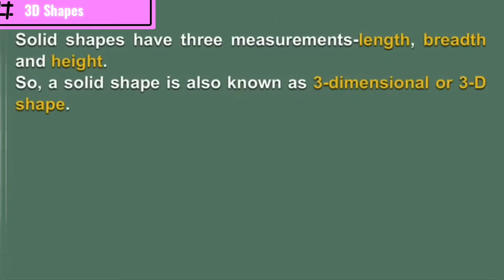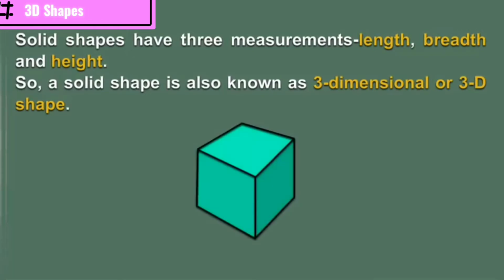Children, we are done with 2D shapes, that is the flat shapes. Now we are going to start with 3D shapes. 3D shapes are three-dimensional because they have length, breadth and height. That is why they are called solid shapes. They occupy space. Wherever they are kept, they take some space.